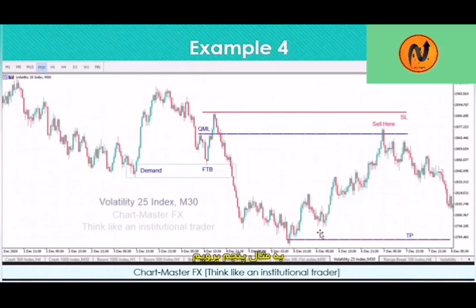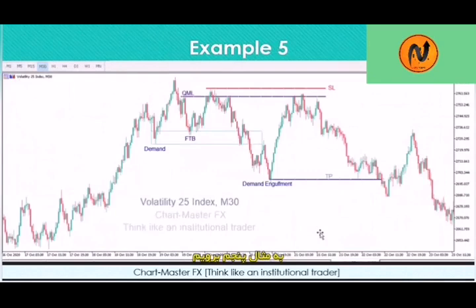So let's go to example number 5. So in example number 5, guys, what do we have here on Volatility 25 Index on M30? We have a demand zone here. Once you spot your demand zone here, what happened? The price came back to this demand zone on the first visit.